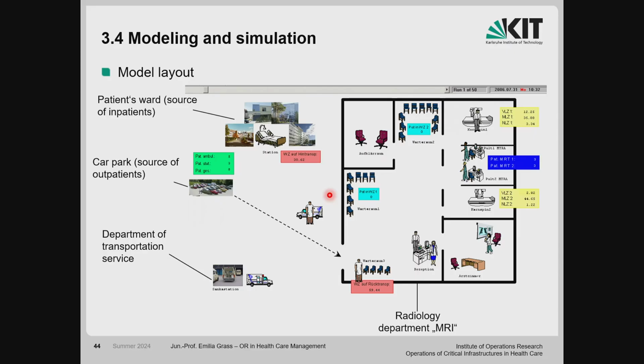Can't they simply wait in the same room? Yeah. Exactly. So physically, that could be one waiting room. But for the discrete event simulation, we have to differentiate between the patients.